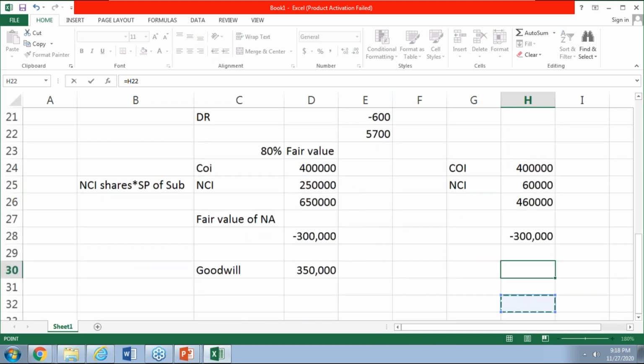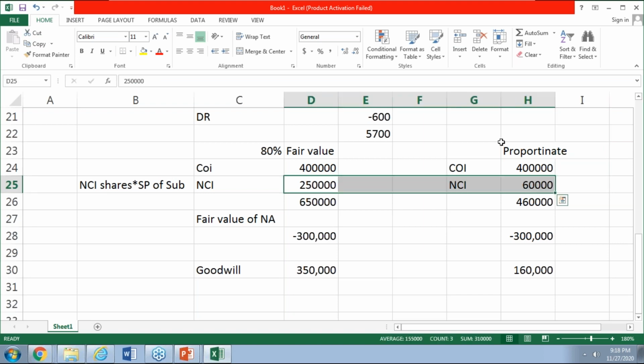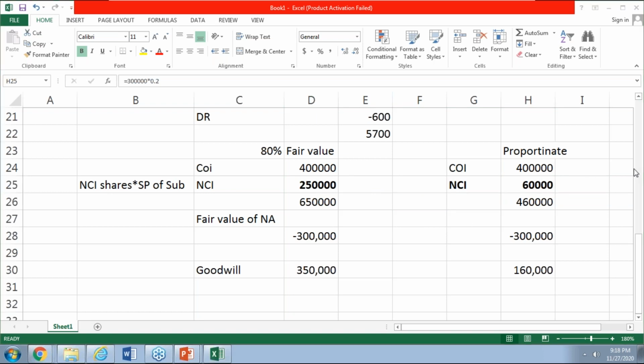Goodwill in this situation will be 4 lakh 60,000 minus 3 lakh, which is 1 lakh 60,000. So that's the idea between the fair value approach and the proportionate approach. The only difference is the calculation of NCI. In the fair value approach, we use the fair value of NCI, and in the proportionate approach we use the proportionate share of NCI in the fair value of net assets at acquisition. So this is the difference between the two approaches.